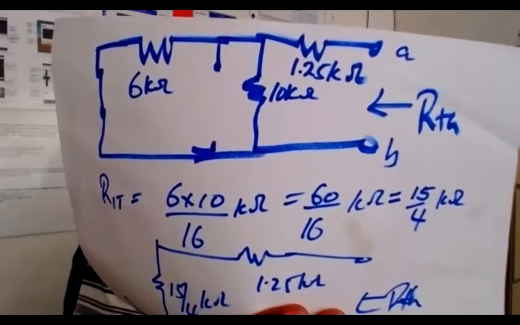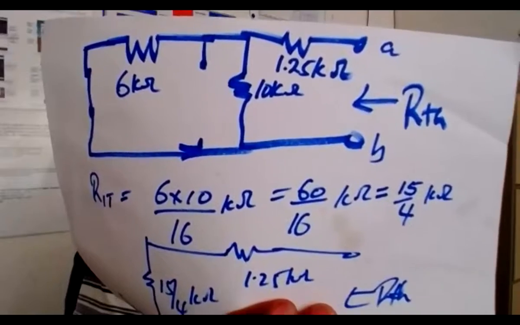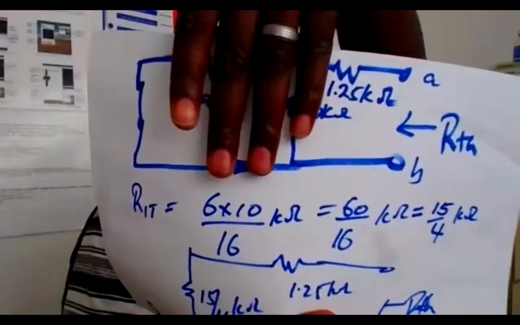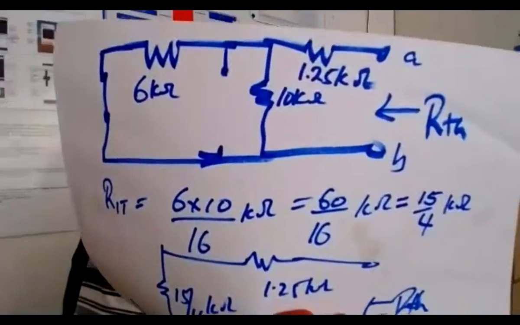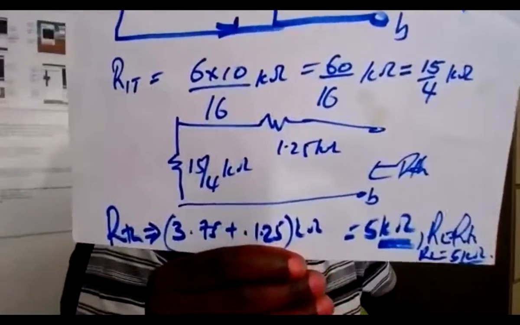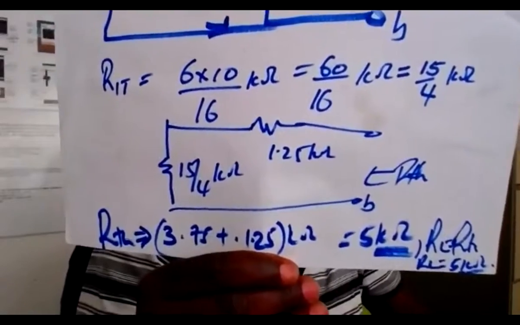They give us 15 over 4 kilo ohms. Then the 15 over 4, which is on this side, goes in series with the 1.25, and we get our 5 kilo ohms as our R Thevenin. Everyone should have got that.